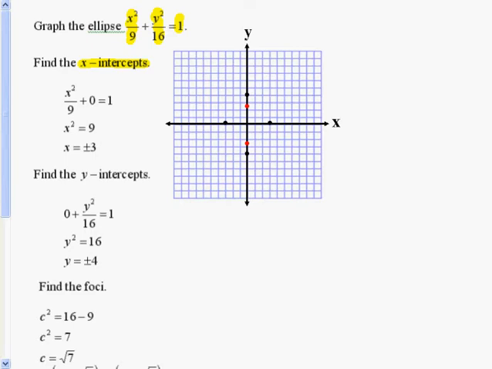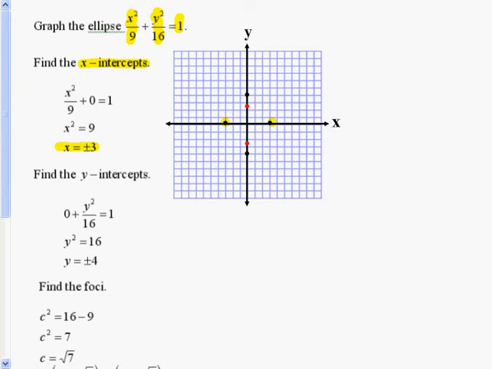To find the x-intercepts, we will substitute y equals 0 into the original equation, giving x squared over 9 plus 0 is 1. When we solve that equation, we end up with x equals plus or minus 3, which I've graphed in the coordinate plane.